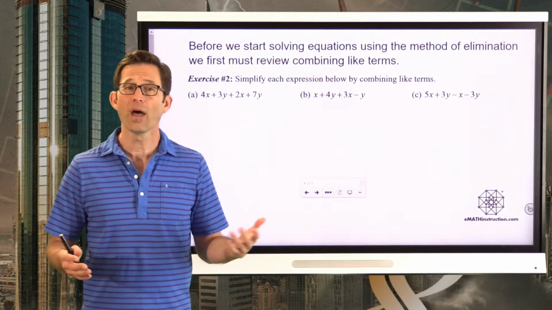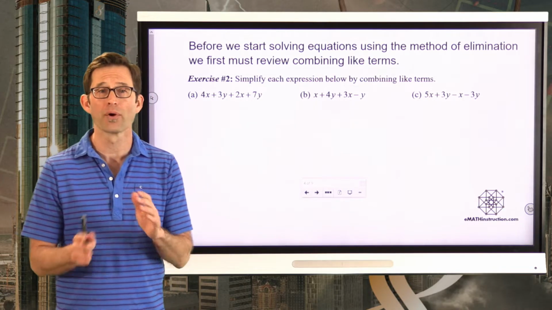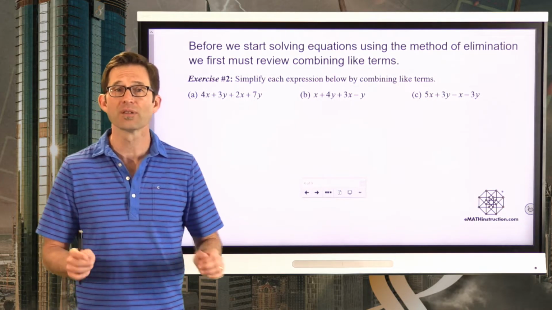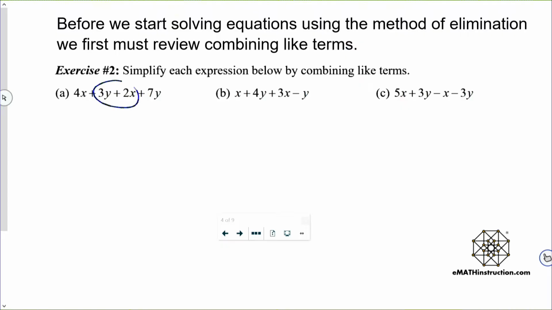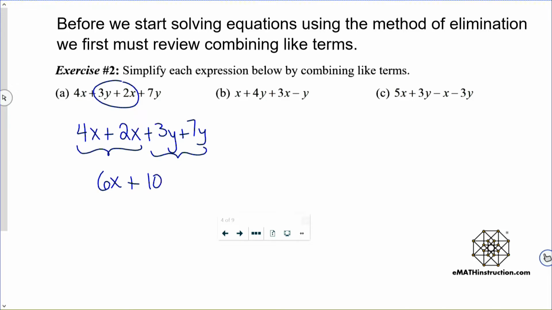All right, now if it helps, you can always use the commutative property of addition to flip-flop some of the addition. For instance, in exercise number A, I could take the 3y plus 2x and flip-flop it. Not that I really have to, but if it helps you see things, that's never a bad thing. And then of course I've got 4x plus 2x, that's just going to be 6x. I've got 3y plus 7y, and that's going to be 10y. All right, that's simple enough.